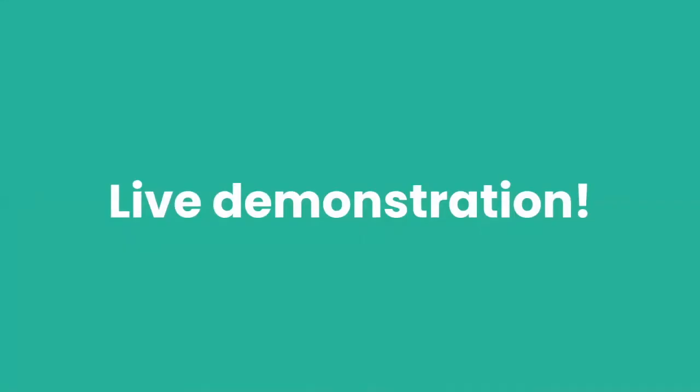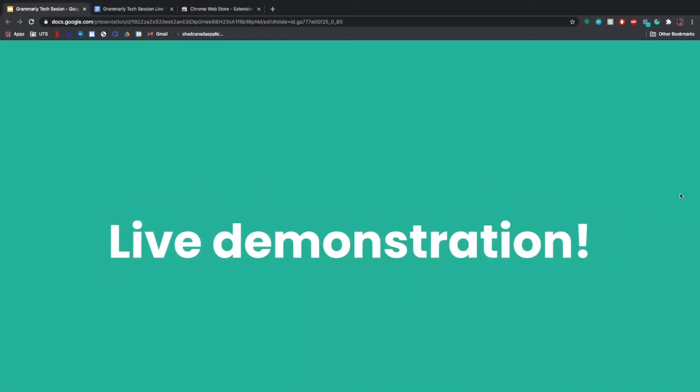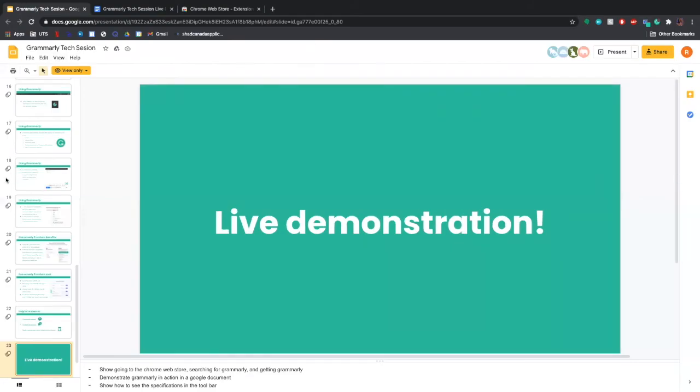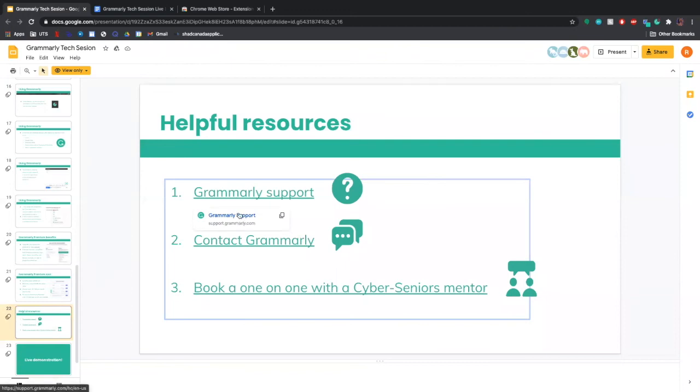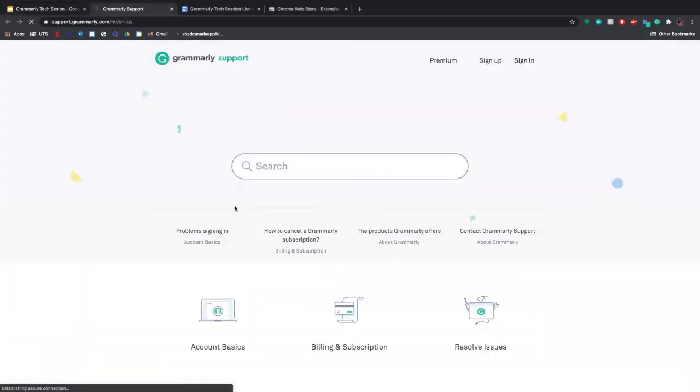Now I will be moving on to a short live demonstration outlining a few different things. Firstly, I want to show you the helpful resources that I've included. When you go to this slide, you can click on each of the underlined phrases. Firstly, Grammarly Support. I included this because I felt it was super helpful. You can sign in with your account, then click on Premium if you want to upgrade. This is an easy way to get to the upgrade if you want Premium.